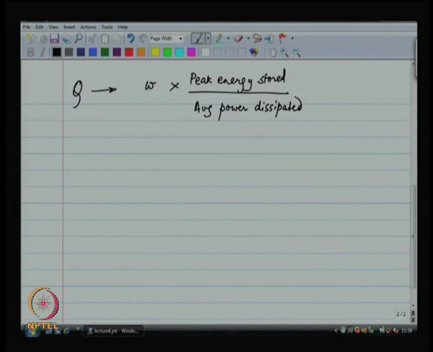Now, notice the dimensions. Omega has dimensions of 1 by seconds, and peak energy is in joules. So, the numerator is joules per second, and the denominator is average power, which is watts, also joules per second. So, overall the quantity is dimensionless. The quality factor is a dimensionless quantity.